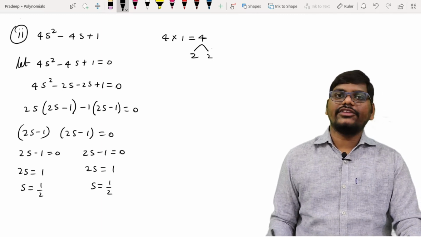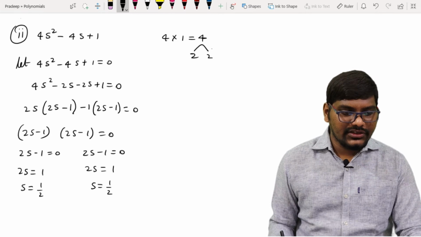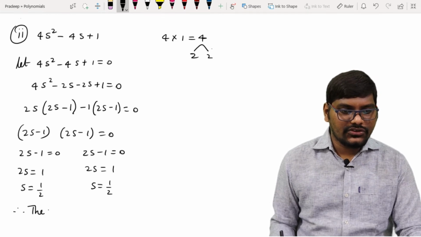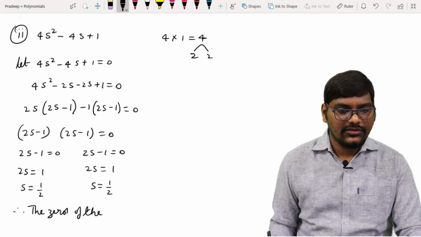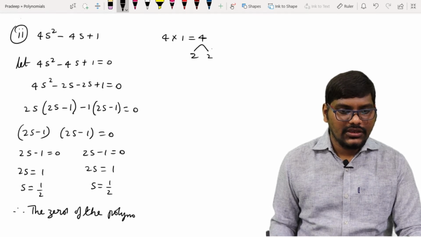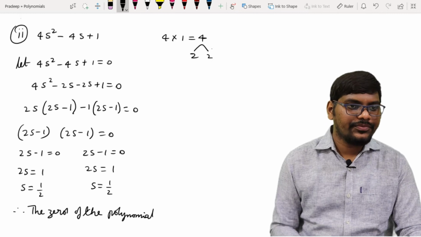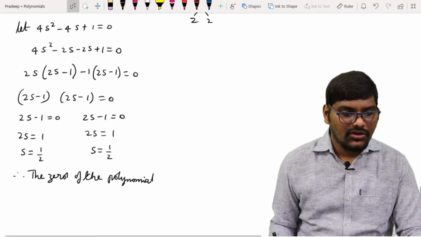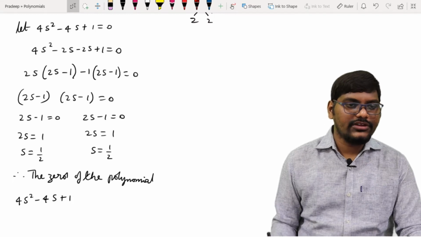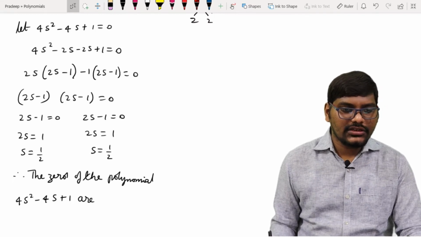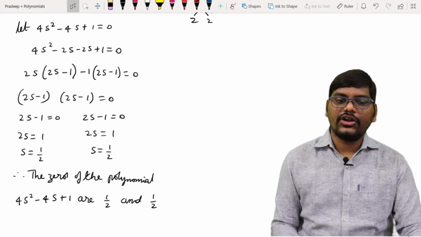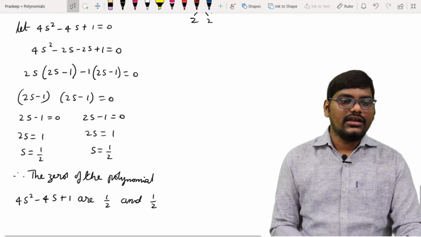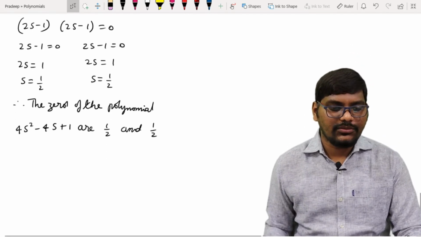So we got the s values here. Therefore, the zeros of the polynomial. Okay, so what is the given polynomial? Here, 4s square minus 4s plus 1, right? So what are the zeros we got? That is 1 by 2 and 1 by 2. The two zeros we got for the polynomial are 1 by 2 and 1 by 2.